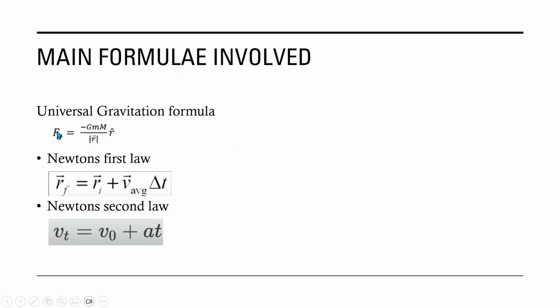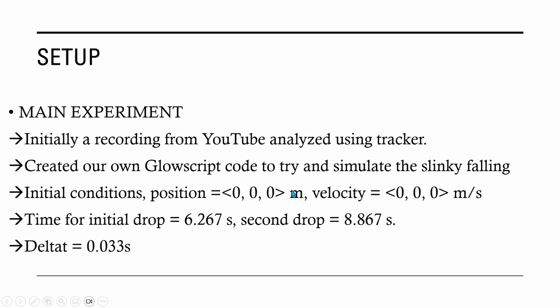The main formulas involved are simple. We have the universal gravitational formula, which is negative G m1 m2 over r squared, r hat. We have Newton's first law, which is r_f is equal to r_i plus v average delta t. And Newton's second law, which is v_f is equal to v_i plus a t.